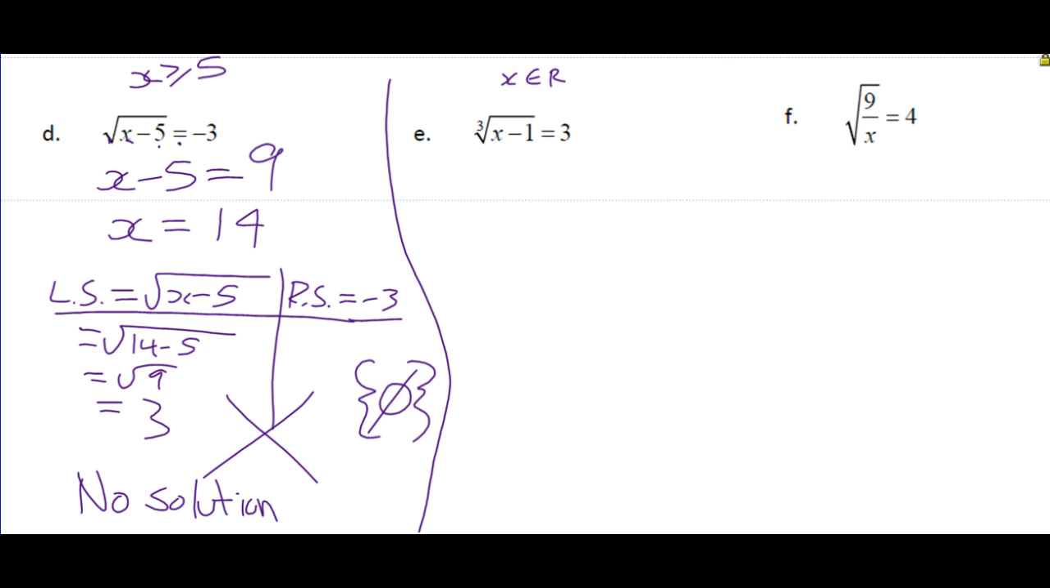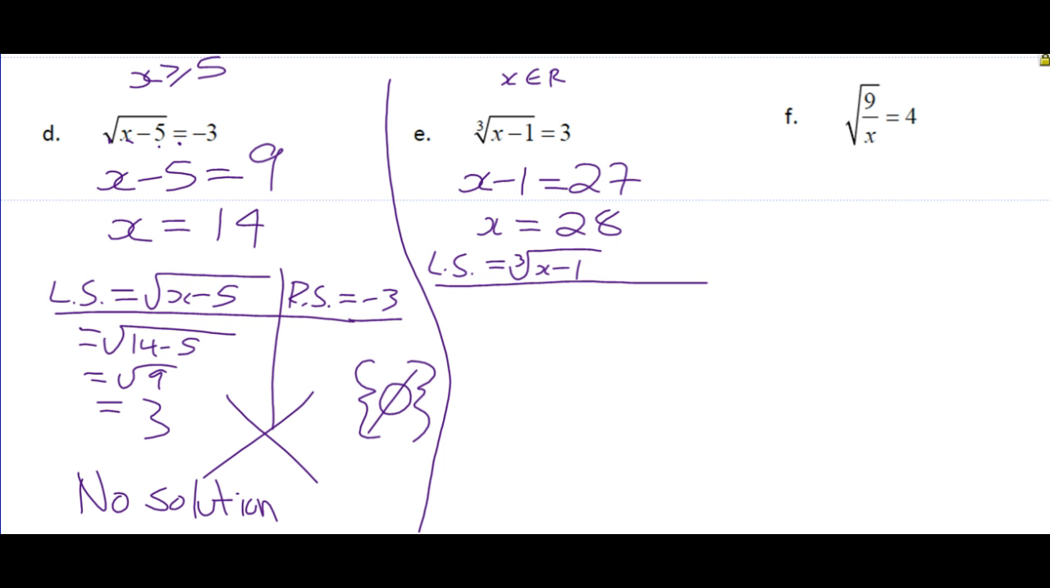I cube it. Very biblical sounding. Cube it. And what do we get on the right hand side? 27. And what's x? 28. Okay, let's check. So on the left side, we have the cube root of x minus 1. On the right side, we have 3. So, 28.